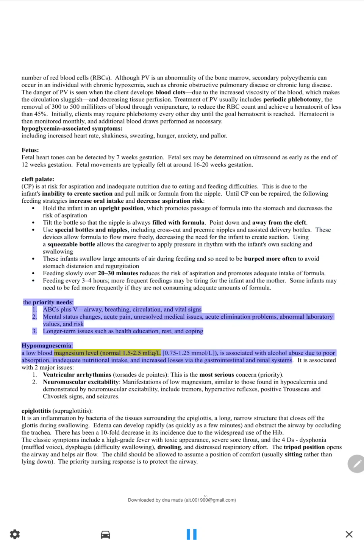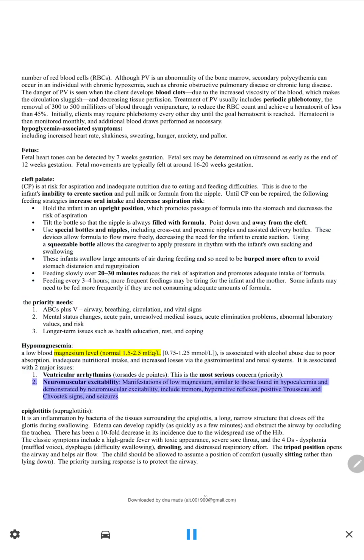Hypomagnesemia. A low blood magnesium level, normal 1.5 to 2.5 mEq/L, is associated with alcohol abuse due to poor absorption, inadequate nutritional intake, and increased losses via the gastrointestinal and renal systems. It is associated with 2 major issues. 1. Ventricular arrhythmias, torsades de pointes. This is the most serious concern, the priority.